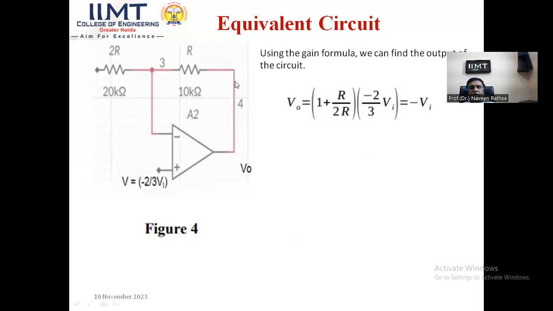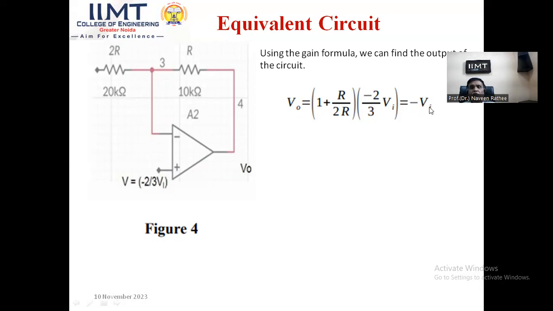What is the feedback resistance? That is R, 10 kilo ohm. What is the input resistance? 20 kilo ohm. That is 2R. So 1 plus Rf by R1 becomes 1 plus R by 2R. So R R gets cancelled. You get 3 by 2. 3 by 2 gets cancelled with the 2 by 3, and the output which is obtained is minus Vi.